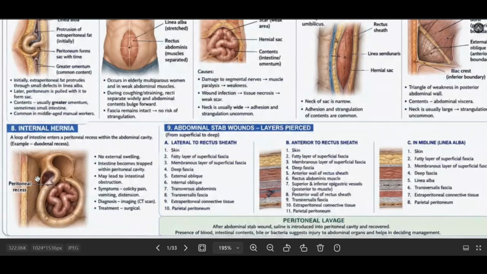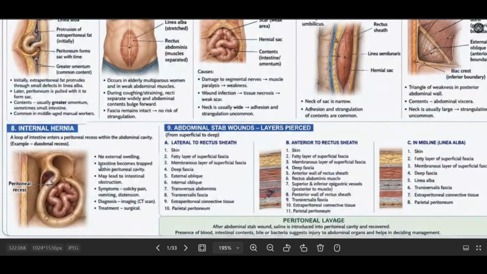So a loop of intestine enters a peritoneal recess inside the abdominal cavity, and the book is giving the example here of the duodenal recess. In the duodenal recess, the duodenum may become trapped and strangulated internally, leading to intestinal obstruction in case of internal hernia.